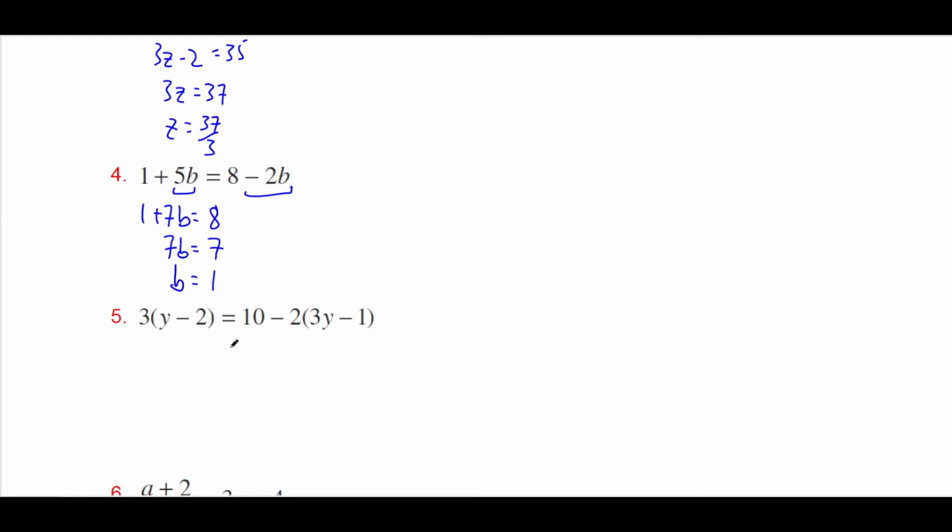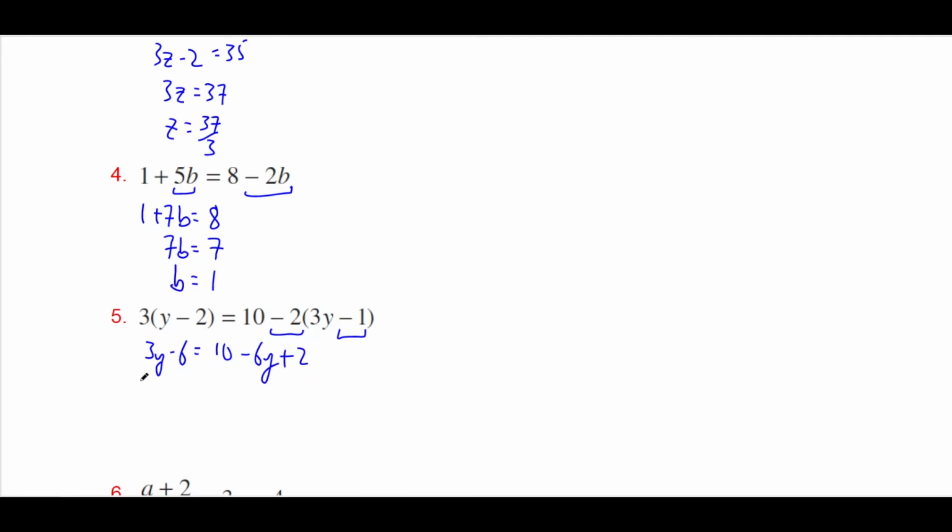All right, so a question like this, you have y on both sides, so you got to expand. So then expand the bracket. 3y take away 6 equals to 10. Now when it comes to expanding this, you got to be careful because there's a minus sign. Minus 2 times 3y gives you minus 6y. Minus 2 times minus 1 gives you 2. So plus 2.